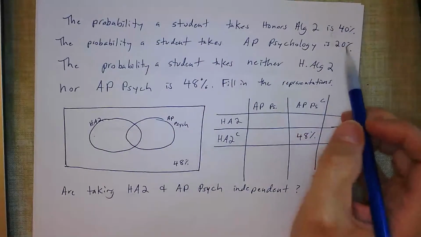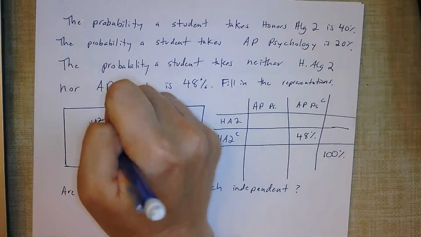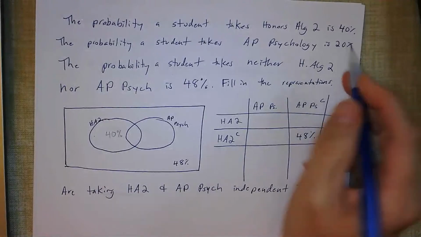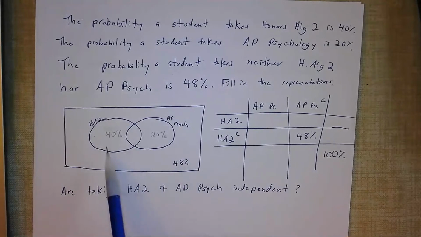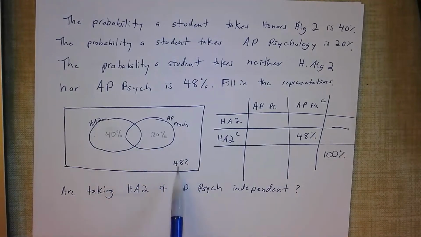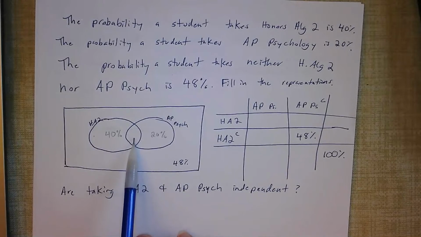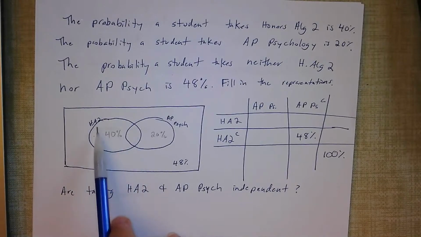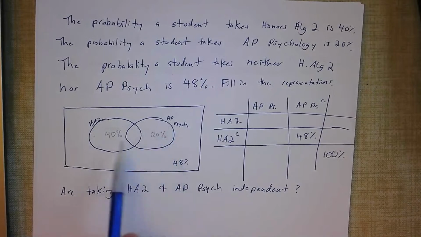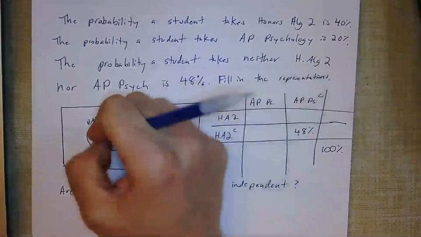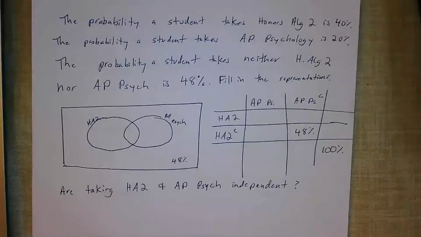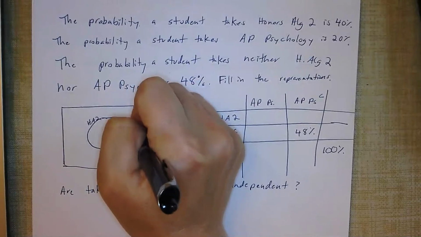So I want to point something out before we go any further. If I were to take this 40% and put it here, don't write this down if you're writing in pen, and I took this 20% and I put it here, I want you to notice something. If I add up 40 plus 20 plus 48, I get 108%. So what does that tell me? That tells me that there must be 8% of the students who take both Honors Algebra 2 and AP Psychology, because when I add these up, it's more than 100%, and that's not possible. So because it adds up to 108%, I'm going to make this 8%.